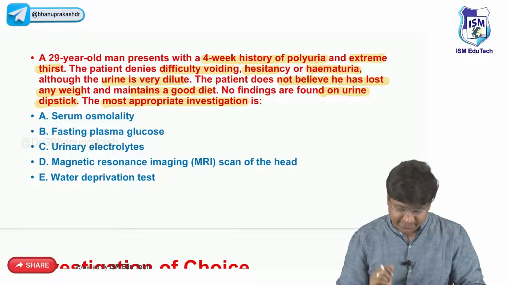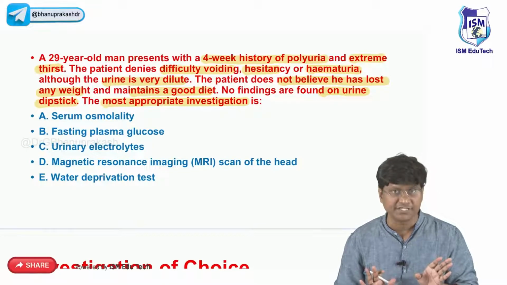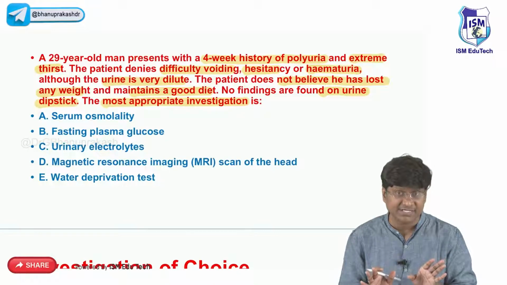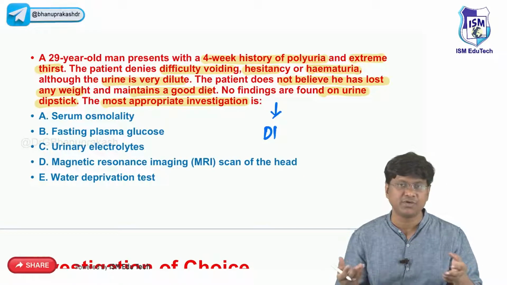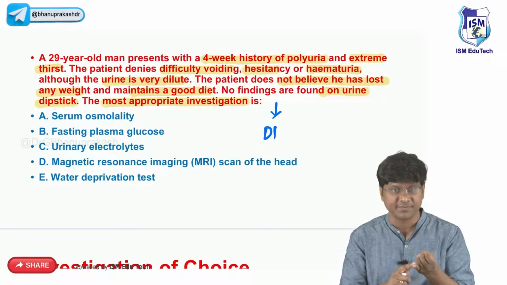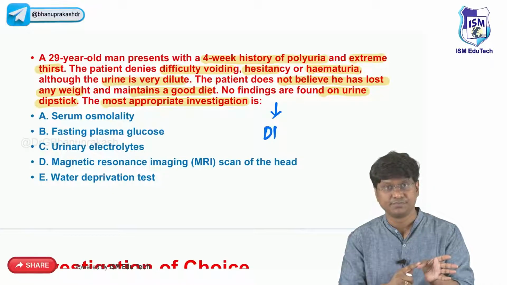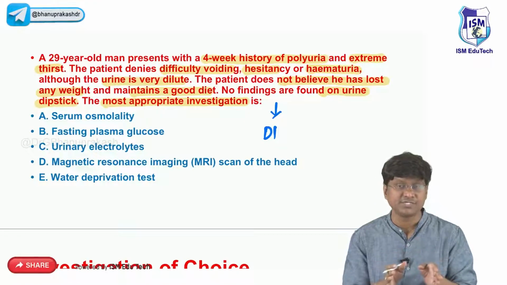Now if you clearly observe here, polyuria is there and polydipsia is there. There is no polyphagia, and the urine dipstick is also normal. So what will this be suggestive of? This will be suggestive of diabetes insipidus. Actually, there are many other conditions which can cause polyuria. Apart from diabetes mellitus, the other conditions causing polyuria are diabetes insipidus, psychogenic polydipsia, Conn syndrome, diuretic abuse, and hypercalcemia. These are all the conditions which can cause polyuria.